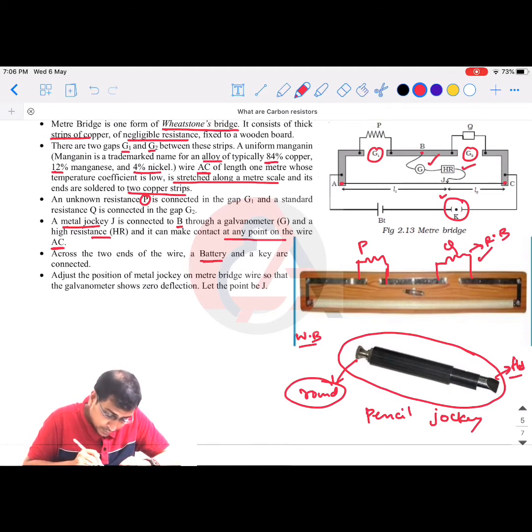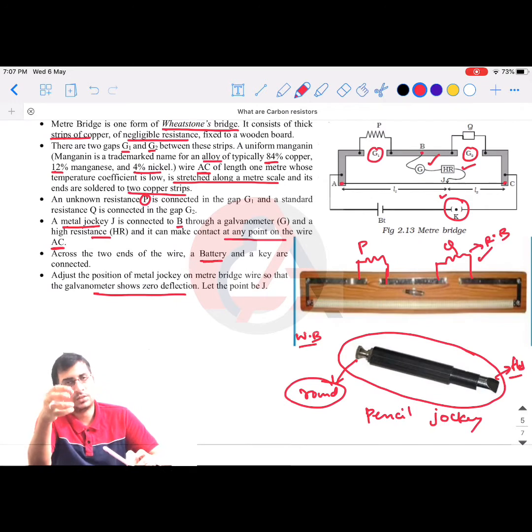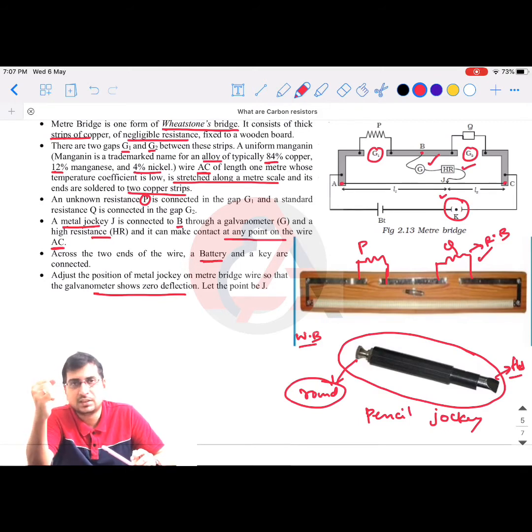Now what will happen is, adjust the position of the metal jockey on the meter bridge so that the galvanometer shows zero deflection. So what is the principle of a Wheatstone bridge? The principle is like this. It works on the principle of Kirchhoff's law, and you will be able to find the unknown resistance only when you are able to bring a condition called balance condition. So what is the meaning of balance condition? It means the current through the galvanometer is supposed to be zero.